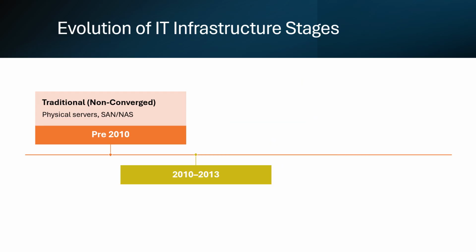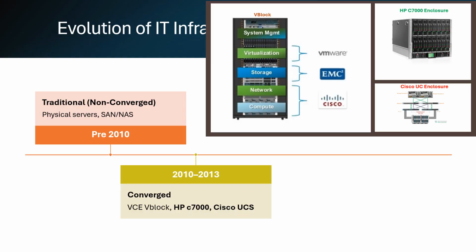Between 2010 and 2013, vendors tried to simplify things with converged infrastructure. We saw enclosures like VCE Vblock, HPE c7000, Cisco UCS. These solutions combined compute and networking into a single rack, pre-configured, pre-tested. But still SAN was managed separately under the enclosure.